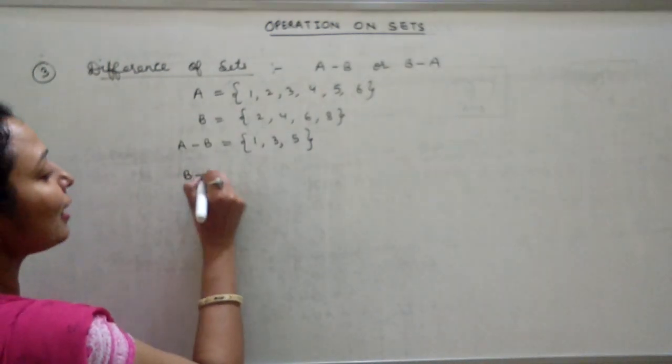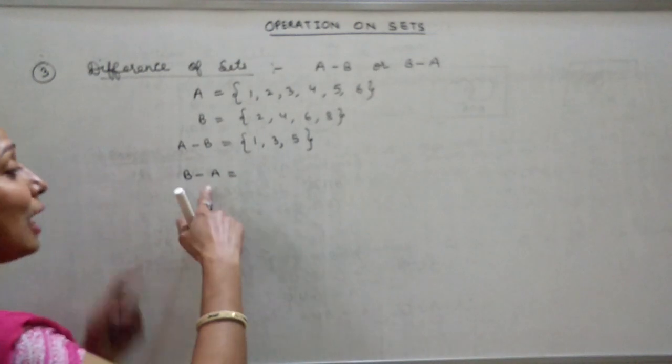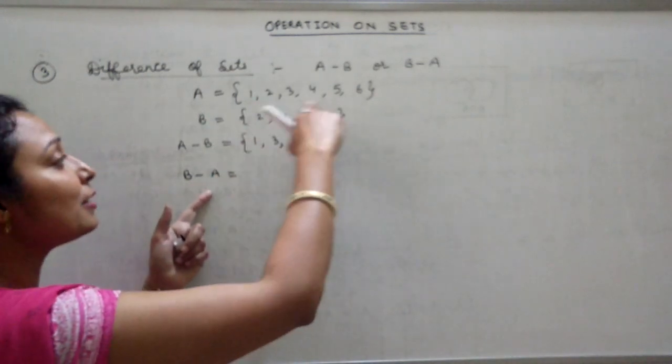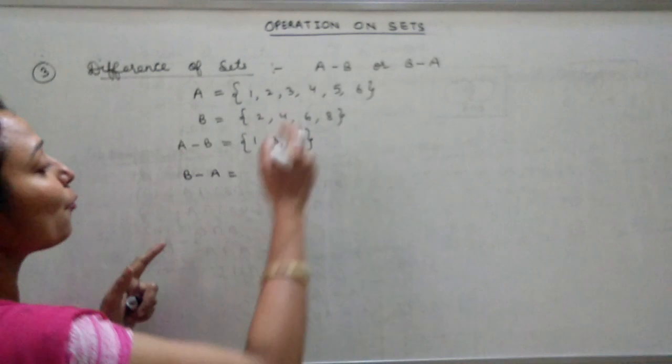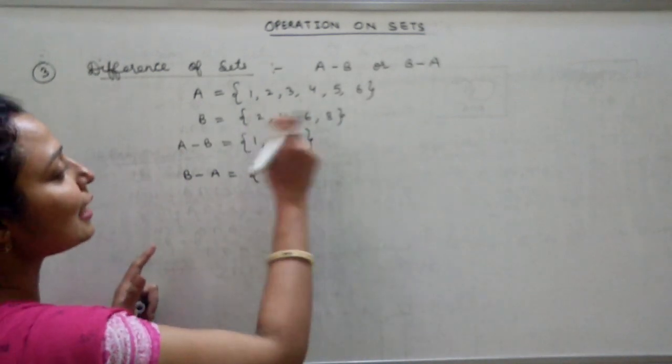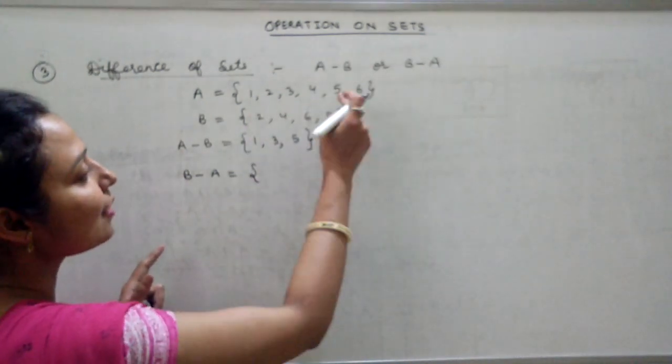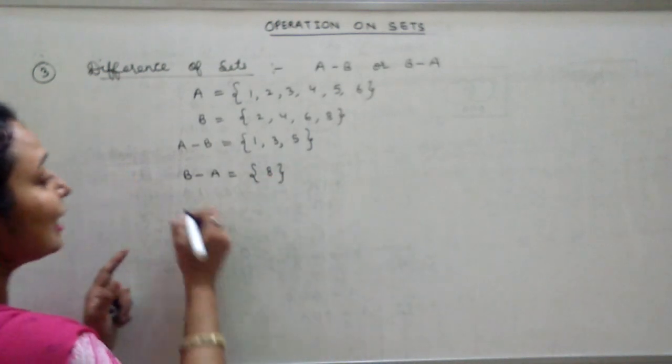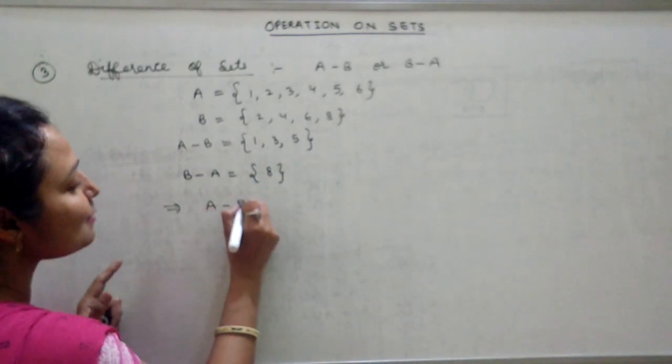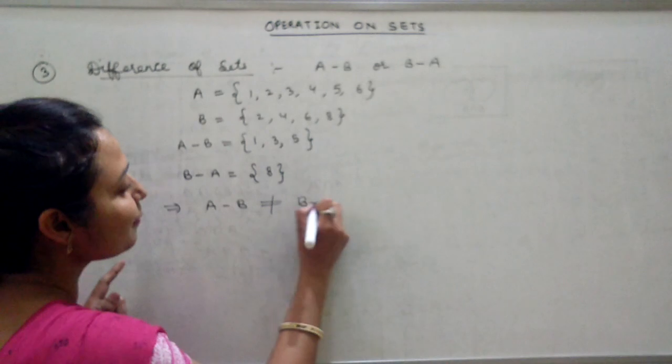Similarly, you can easily find B minus A, which means you have to exclude all the elements of A from B. 2 is present, cancel out. 4 is also present, cancel out. 6 is also present, only 8 is left. This means that A minus B is not equal to B minus A.